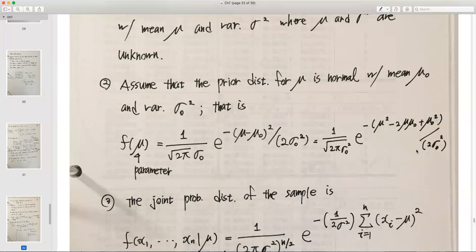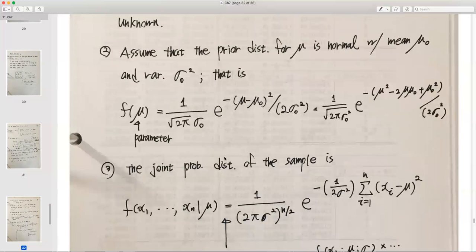That's the other expression. Okay. So in the top one, I just expand the perfect square, so we got this. Okay, and then I put the sigma square inside the square root, so we got sigma square. Okay. And then the joint probability distribution of the sample, which is f of x1 through xn given mu.